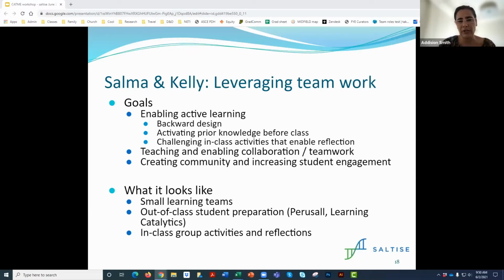We also, especially this past year, really tried very hard to create community and to increase student engagement. And we find that CATME really helped us, and group work really helps us with that goal. How it looks, and especially this is for introductory courses, the two examples I'm going to be discussing today focus on freshman, sophomore level introductory courses, just to give you a flavor of how it's used.